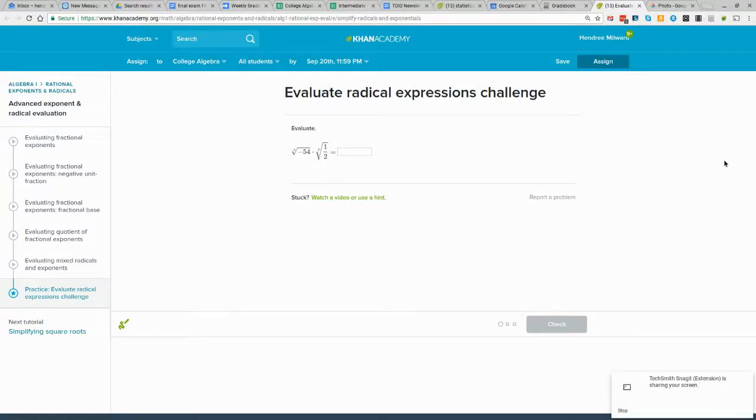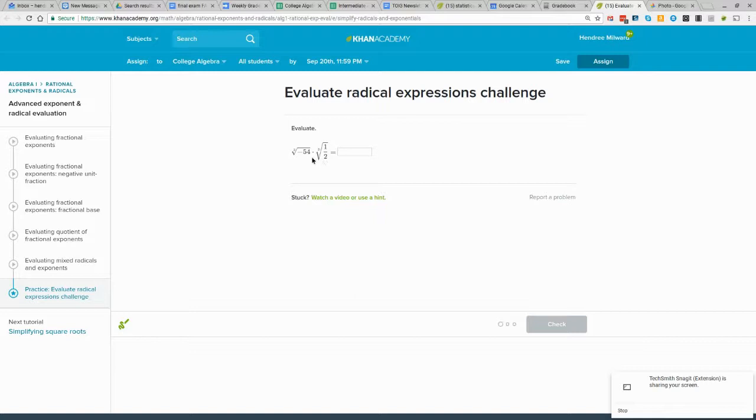Okay, another thing I wanted to show you here on evaluate radical expressions challenge. This is a complicated move. People are used to doing it one way, where if you have two things that are multiplied underneath a radical, you can break up the radical and cube root each of the two things being multiplied. But here, what we actually want to do is go the other way.